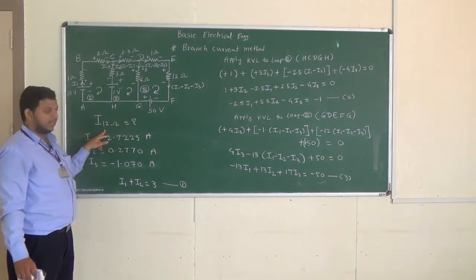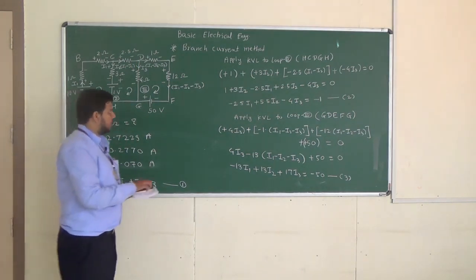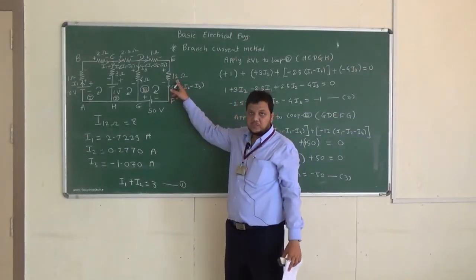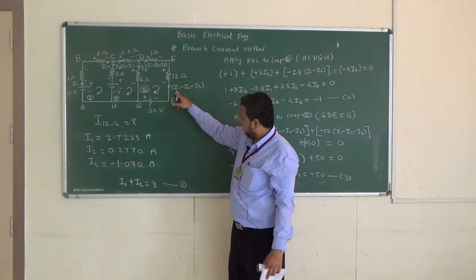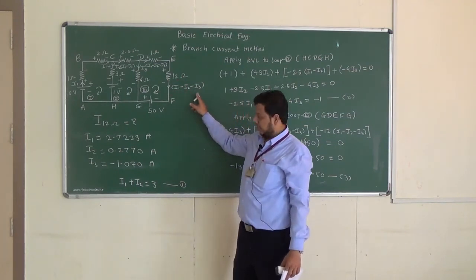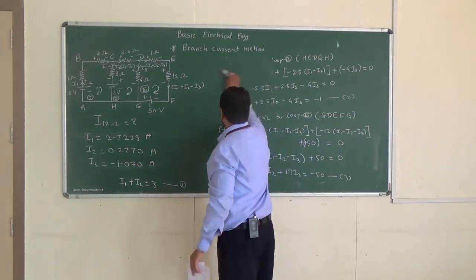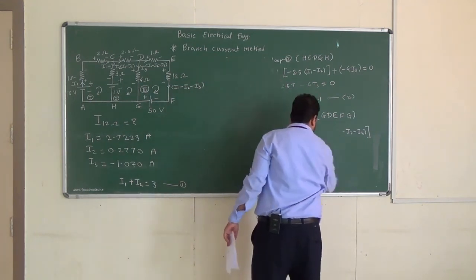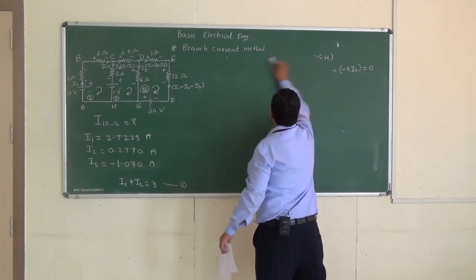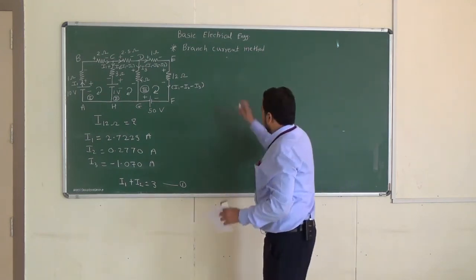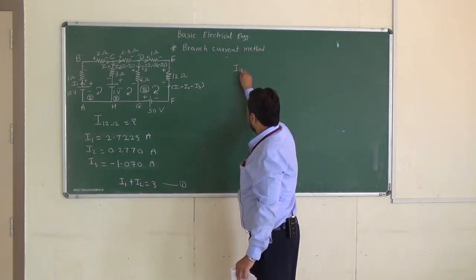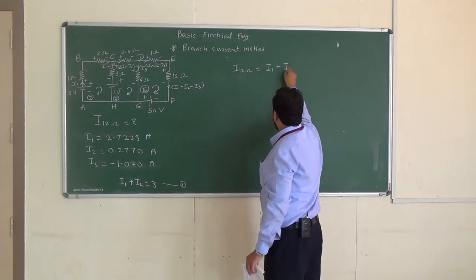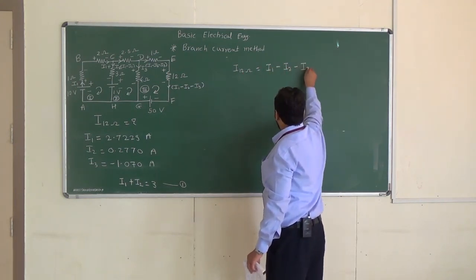Now what is our main aim? We want to determine the current through 12 ohm. How much current is flowing through the 12 ohm resistance? It is I1 minus I2 minus I3. So we will determine that current. That will be the last step. So current through the 12 ohm resistance is I1 minus I2 minus I3.